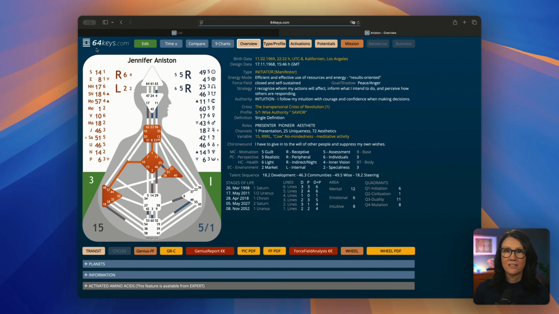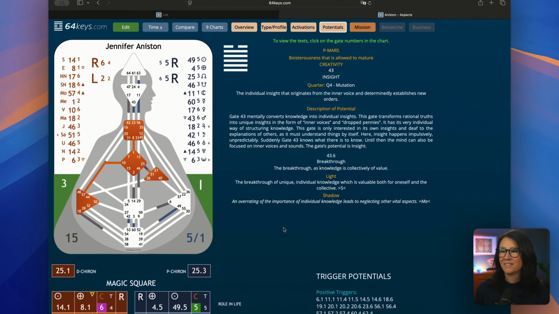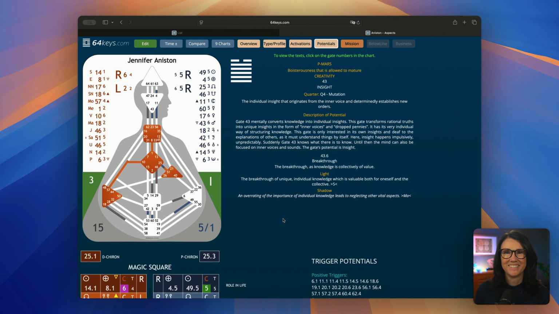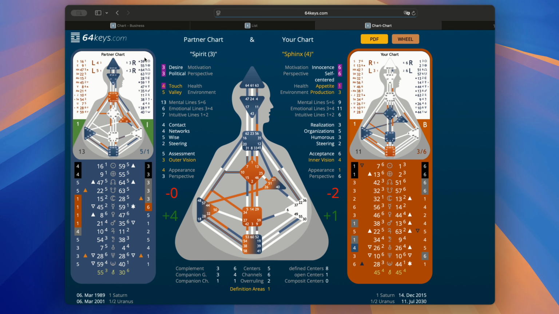So I will cross-check that with Jennifer Aniston's chart. I like her a lot as an actress in The Morning Show. And here I can see her Mars in 43.6, the line of breakthrough. How awesome is that? With the basic version, you can also create relationship charts for analyzing composites. I will show you that in the next separate video.